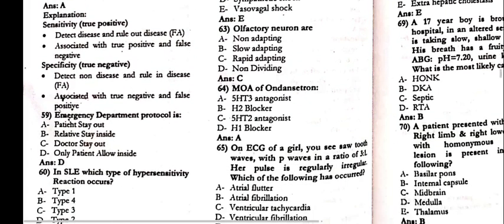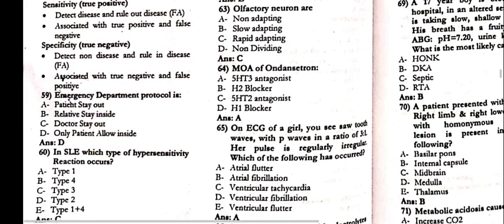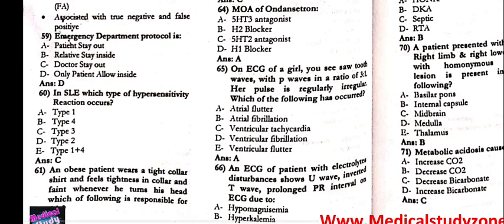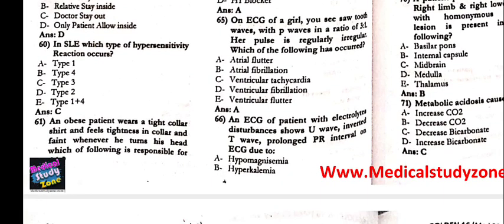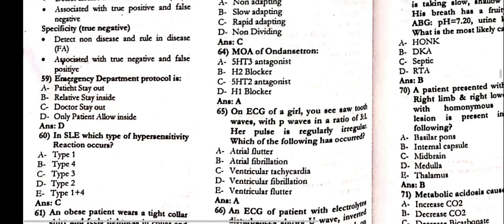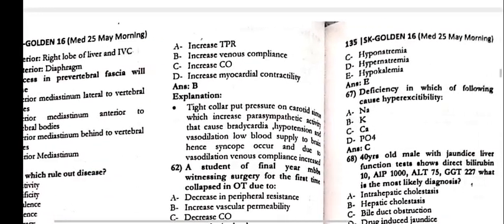Next, 59, the emergency department protocol is delta only, patient load inside 60. In SLE, which type of hypersensitivity reaction is seen? That is type 3. 61, an obese patient wears a tight collar shirt and feels tightness in the collar whenever he turns his head. Which of the following is responsible for this particular condition? That is increased venous compliance.